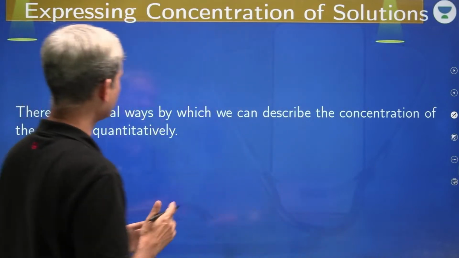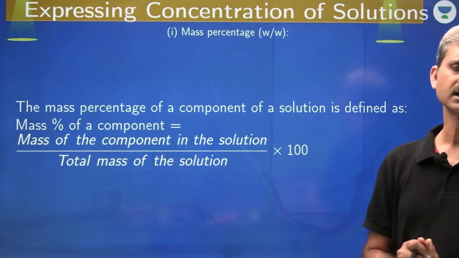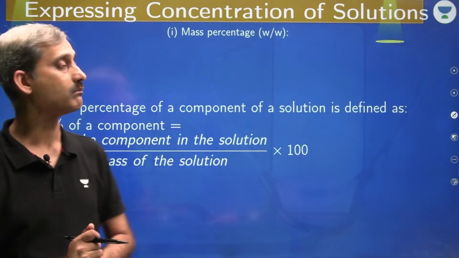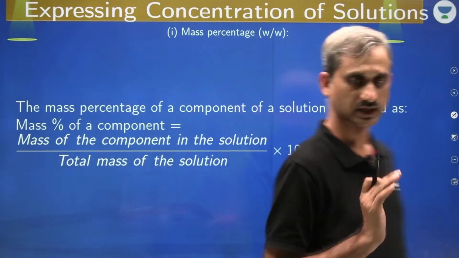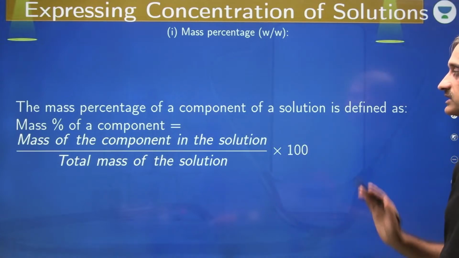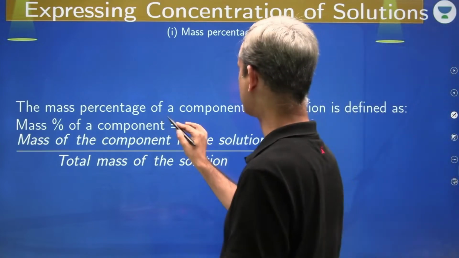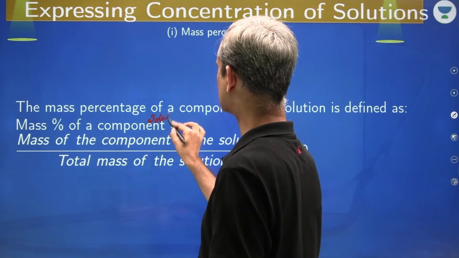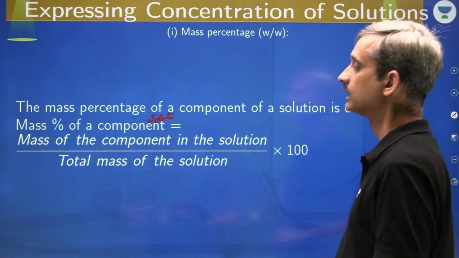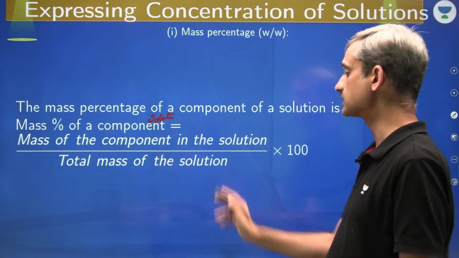So that is the important part. Here, we can talk about the various concentrations of the solution. Let's talk about the concentration. The very first unit is what we call percent by mass. So, here is the mass percent. The mass percent of the component of the solution is defined as the mass of the component in the solution. Or rather, do you want to say component or solute? The mass percent of a solute is the mass of the solute in the solution divided by the total mass of the solution, into 100.